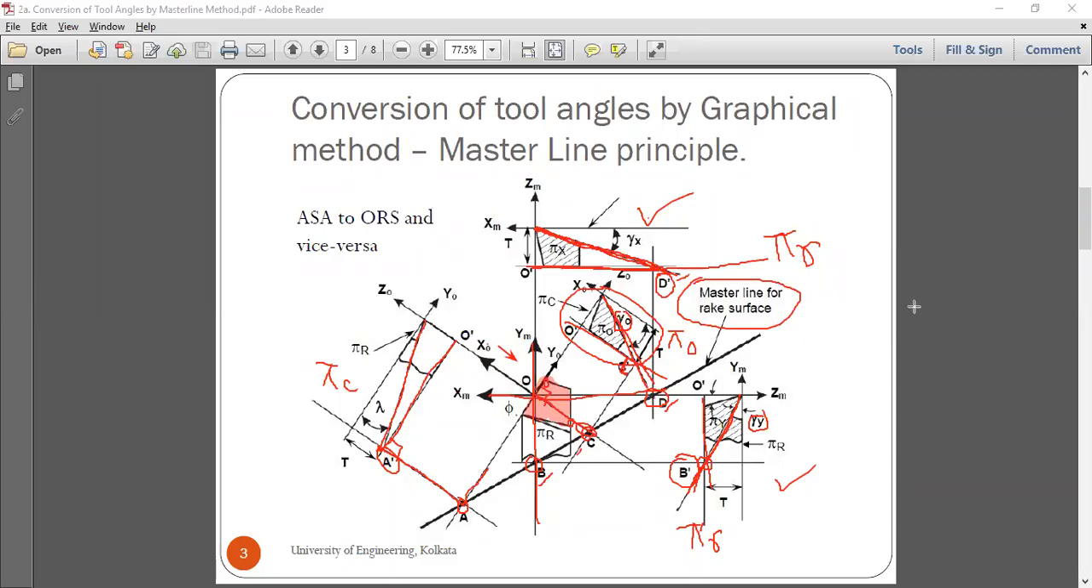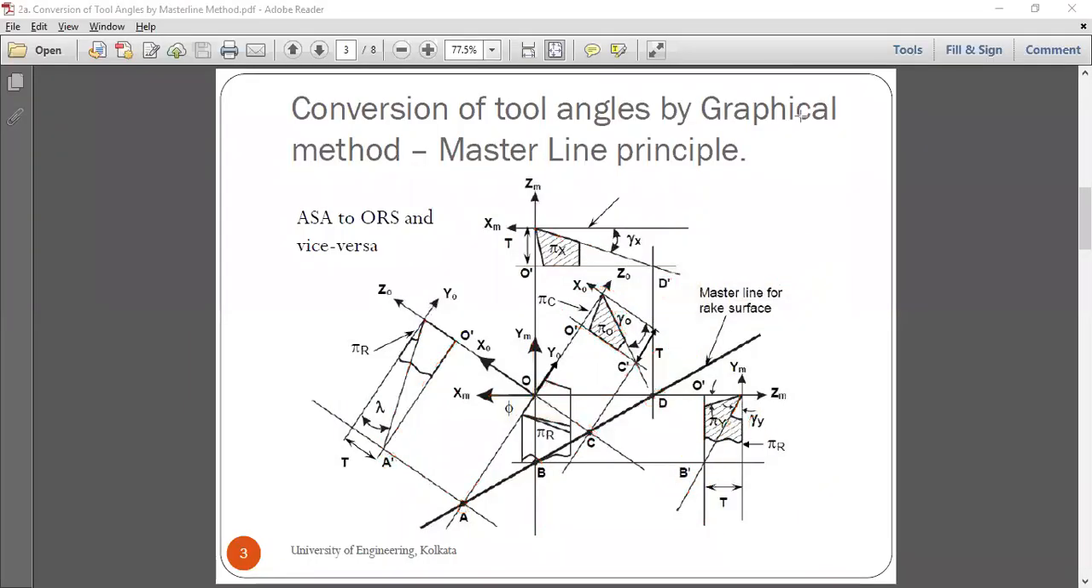Is it clear? Yes. So the master line method is clear now, right? How to draw the master line? Is it clear for all of you? Yes, sir. Okay, fine. So let us move ahead and see how we can convert the tool angles from the master line.